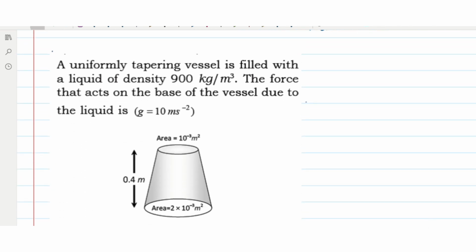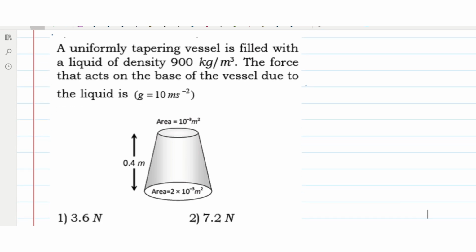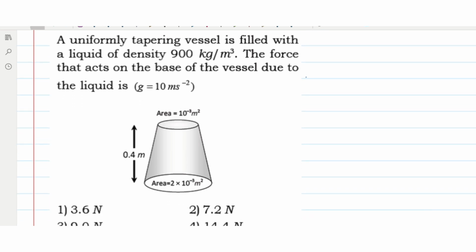And now let us look at the next question. A uniformly tapering vessel is filled with a liquid of density 900 kg per meter cube. The force that acts on the base of the vessel due to the liquid is?